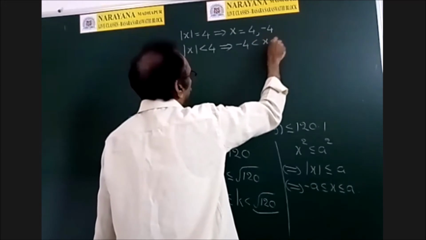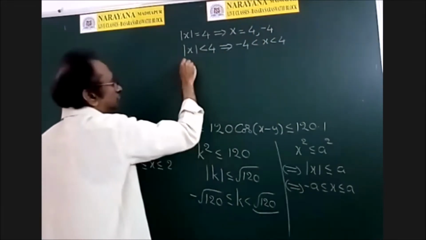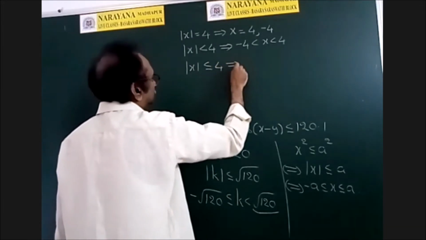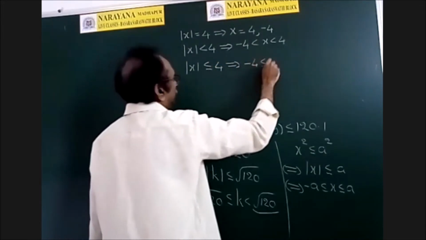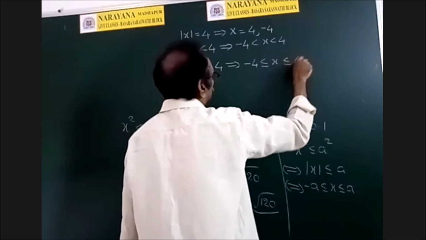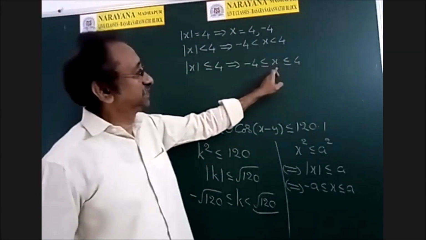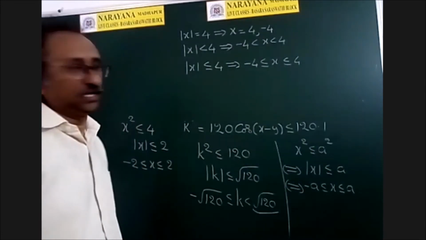So mod x less than or equal to 4 means it should lie in between minus 4 and 4, inclusive of those two numbers. That is minus 4 less than or equal to x less than or equal to 4.